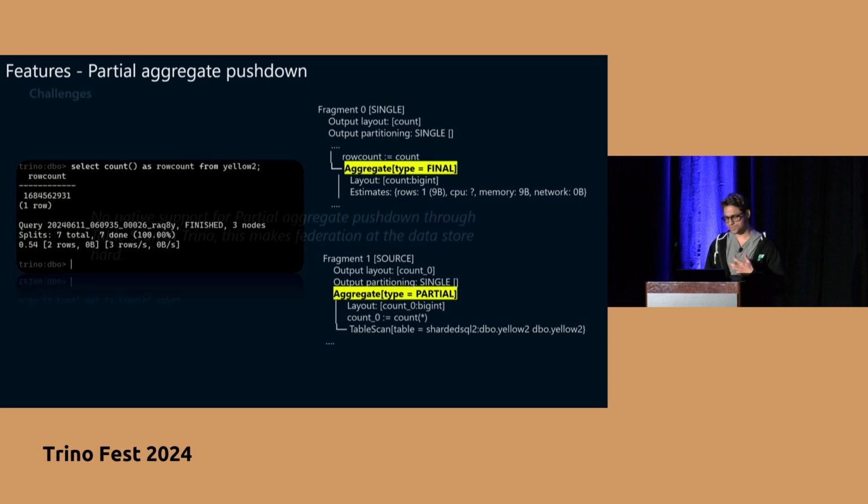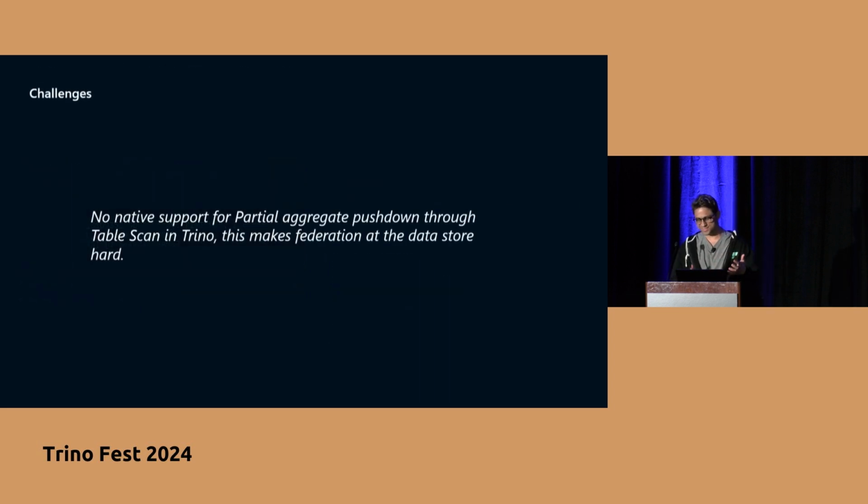That really covers some of the features that I wanted to mention for the Sharded SQL connectors. I wanted to spend a little bit of time talking about some of the challenges that we ran into. And one of the challenges was clearly the aggregate pushdown capability. Natively, Trino doesn't push down partial aggregates in table scans. So that's something that we had to build ourselves.